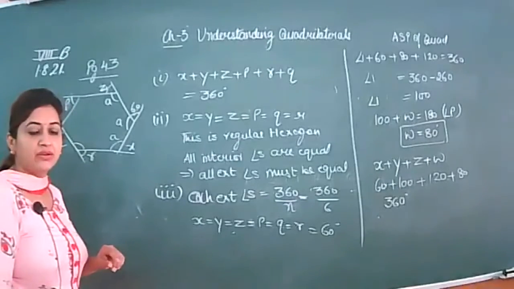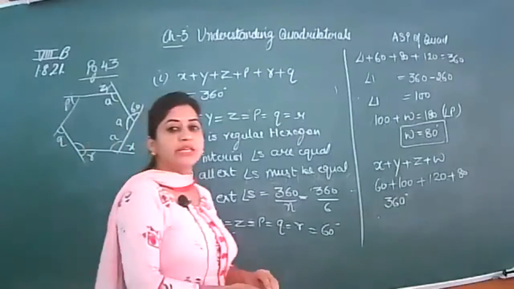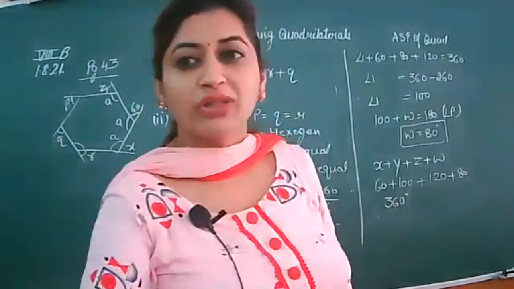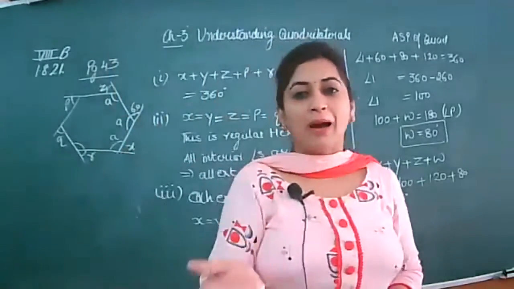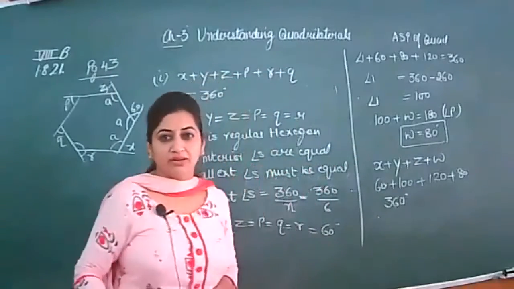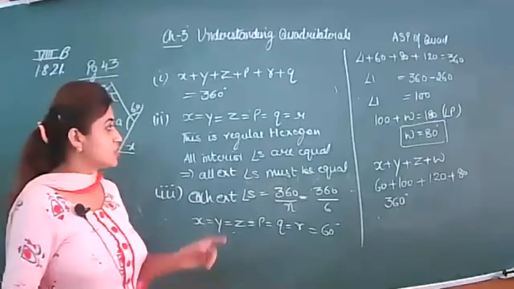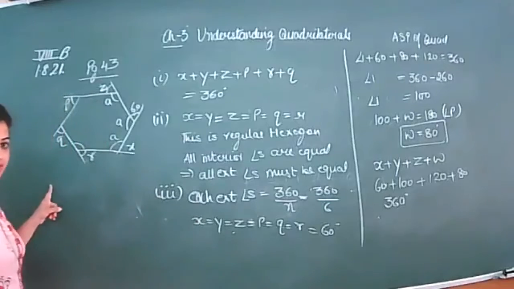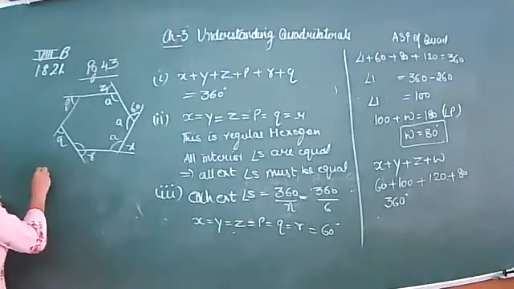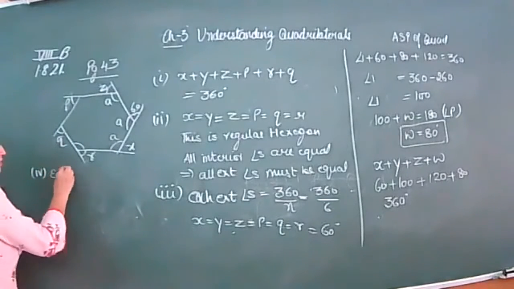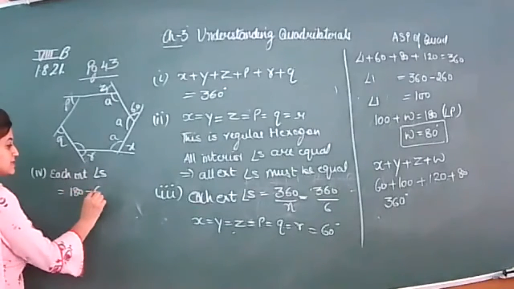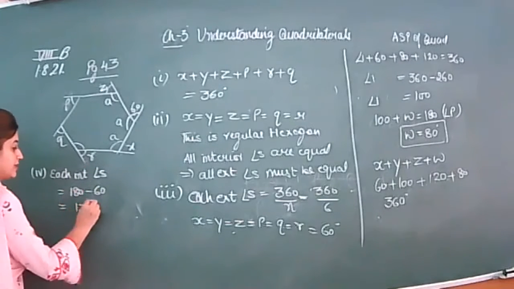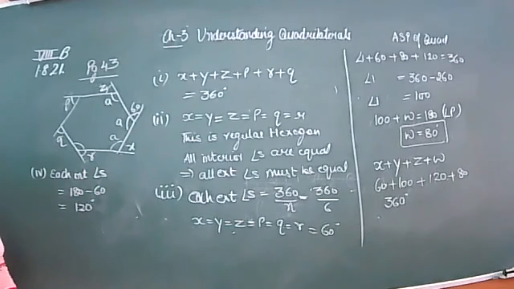Is it okay, beta? So in case of the interior angle, you will not go for the direct formula. You will apply the exterior angle formula, and by the linear pair, you will get the interior angle. Is it okay? So next part is there. I'm writing it on this side. Fourth part, each interior angle is 180 minus 60, that is 120. Is it okay? Any doubt?